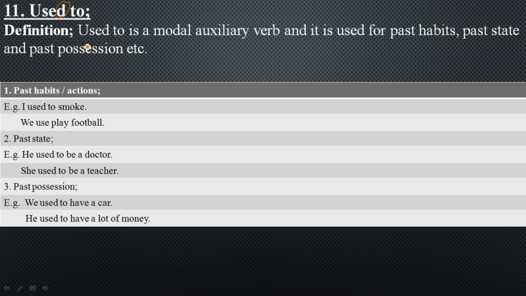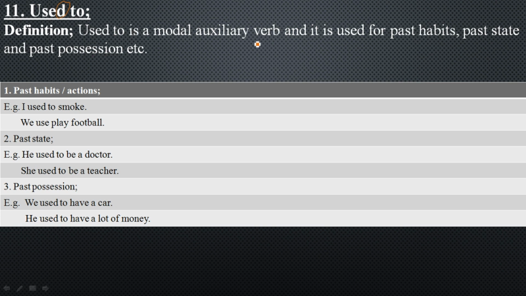Used to is a modal auxiliary verb as well as a structure. And in structure we will be discussing its usages. As I told you, when it is formula based it will be called the structure, but here used to will be discussed as a modal auxiliary verb. In the next slide, when we talk about its formula and structures, it will be called a structure.